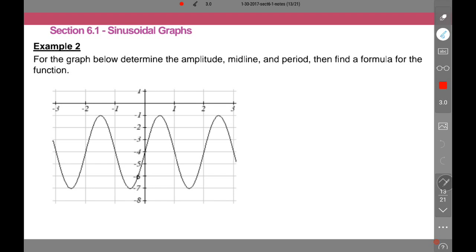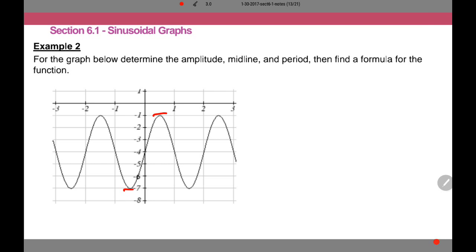Alright, then we're also going to have graphs of the function. So really what we need to notice is where is the maximum, where is the minimum. So for the amplitude, I'm going between -1 and 7, so that gives me 6, but I don't want the 6, I want half of that for my amplitude, and that's going to be an amplitude of 3.